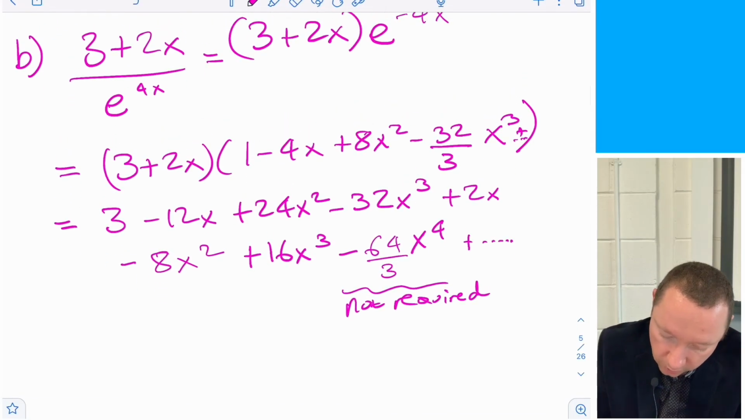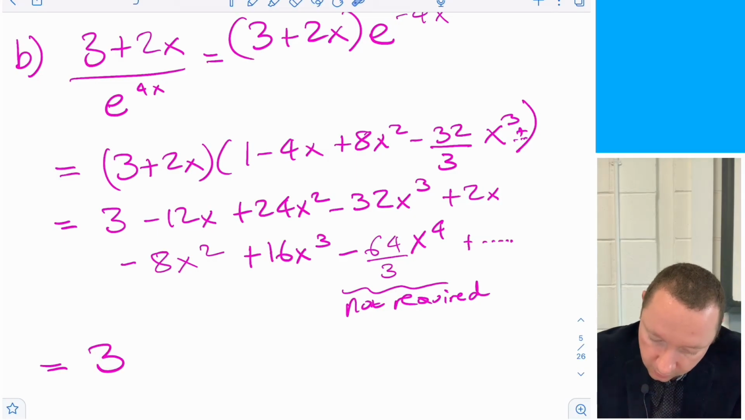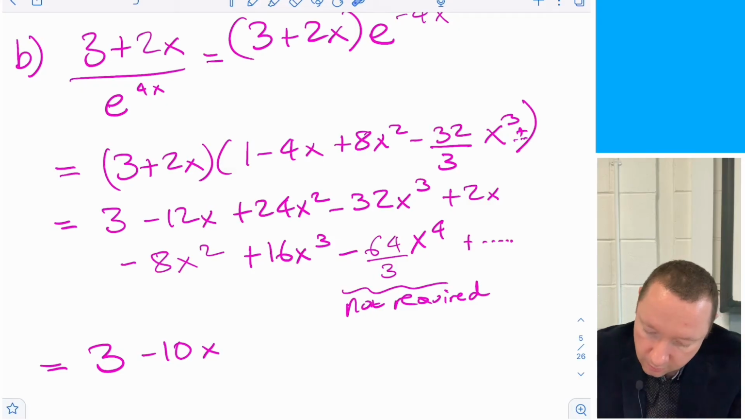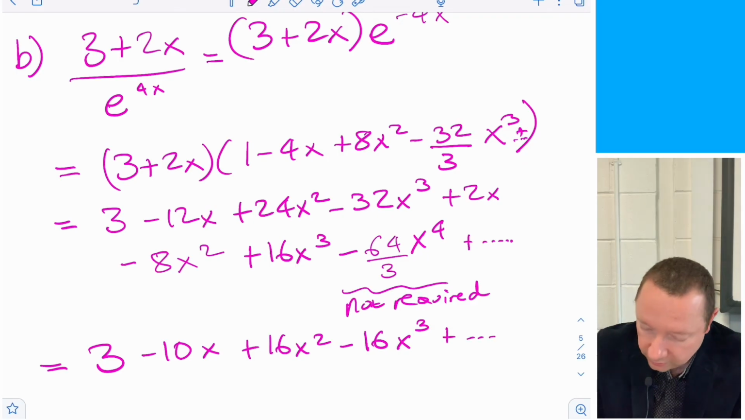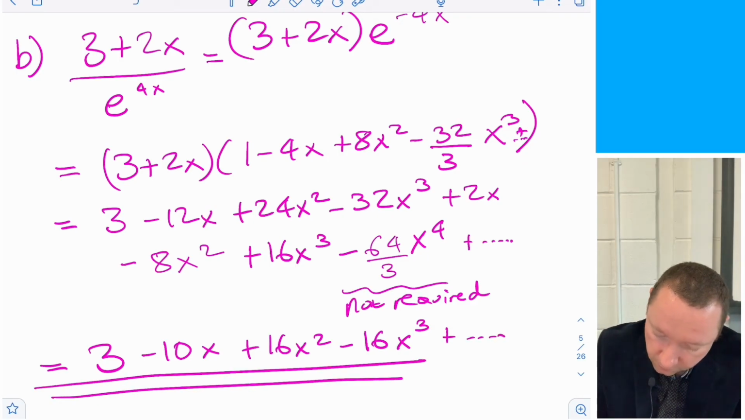So that equals, up to the term in x cubed, we've got 3, minus 12 plus 2 is minus 10x. 24x squared minus 8x squared is plus 16x squared. Minus 32x cubed plus 16x cubed is minus 16x cubed. And we don't need anything else. So we're done. There's our final answer.